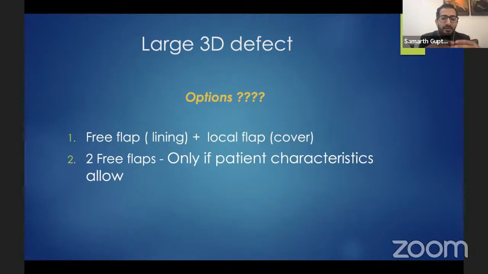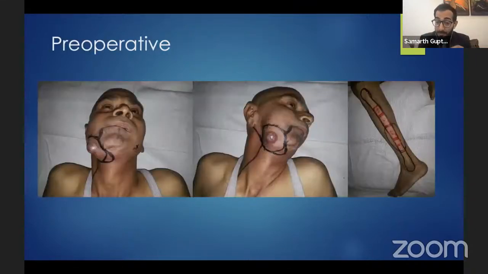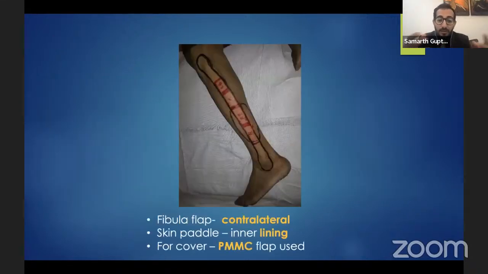Sometimes you also use true free flaps, but only when the patient's characteristics allow, because using true free flaps is actually very, very complicated. You need two donor vessels, you need two recipient veins, and you also need two donor flap areas. In this particular patient, you can see it's a large defect. You would have his entire mandible on the side removed, along with the skin as well as the inner mucosal lining. And this cannot be fulfilled by one single flap. So we'll use two flaps.